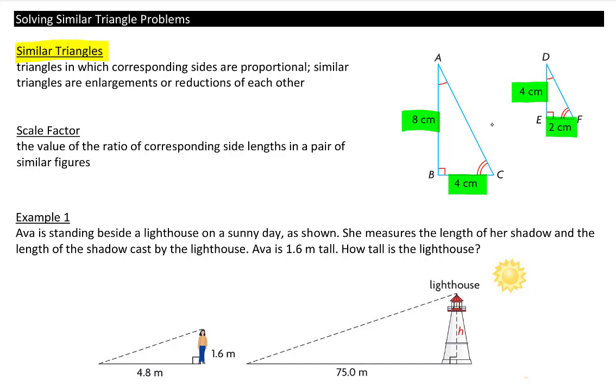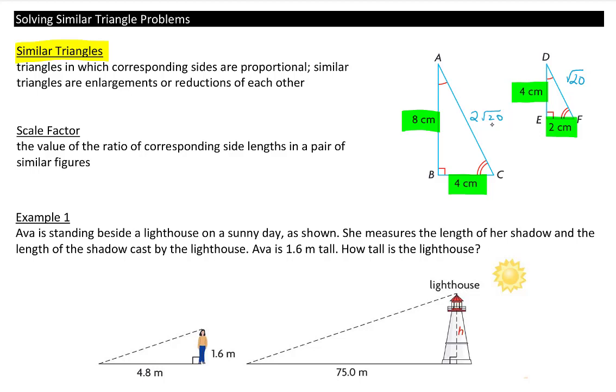So if this was a similar triangle and we found side DF using Pythagorean's theorem, we would get the square root of 20, and therefore on triangle ABC, side AC would be twice the square root of 20, because all the sides in triangle ABC are twice that of triangle DEF.